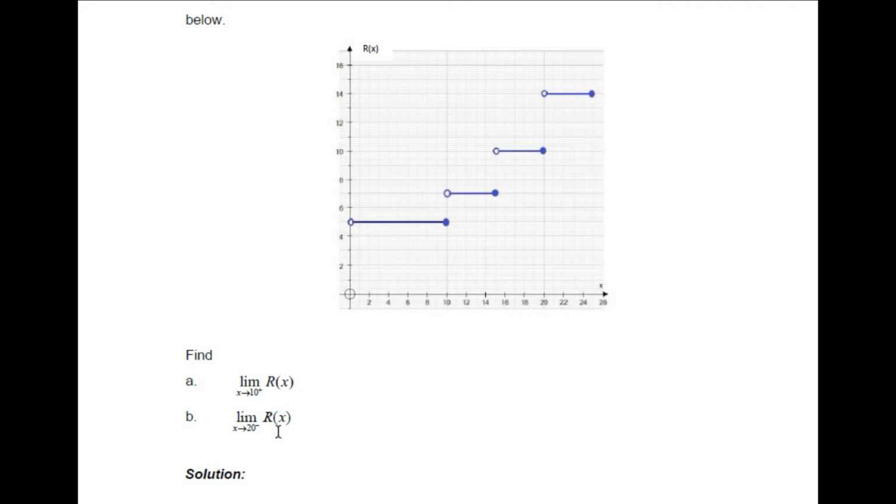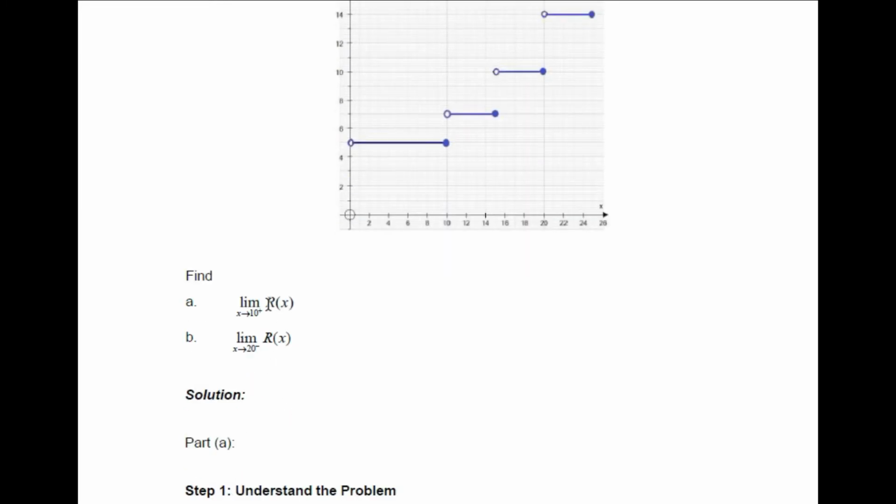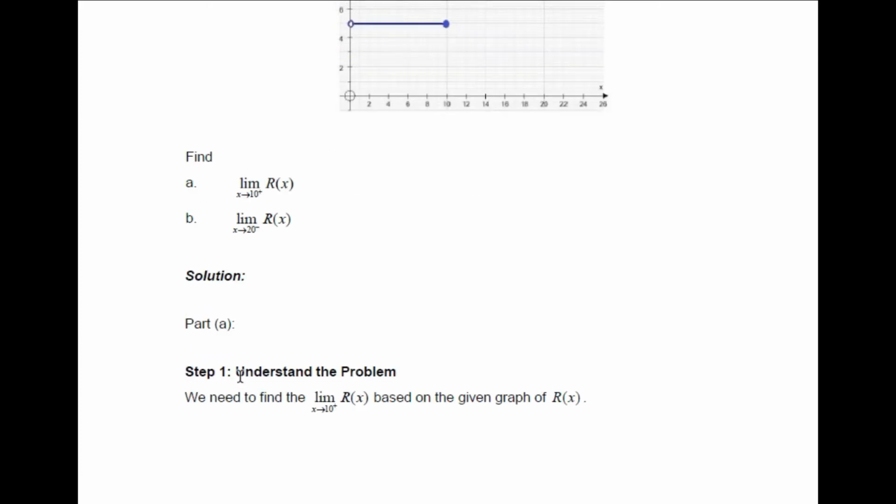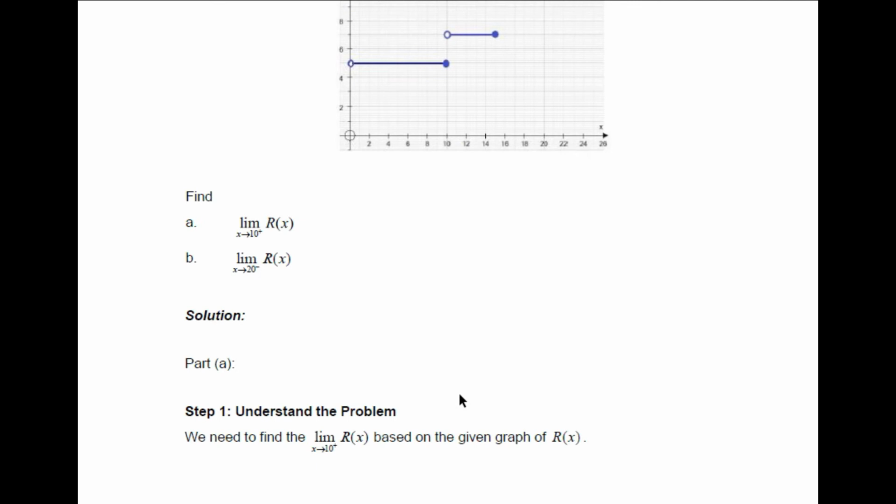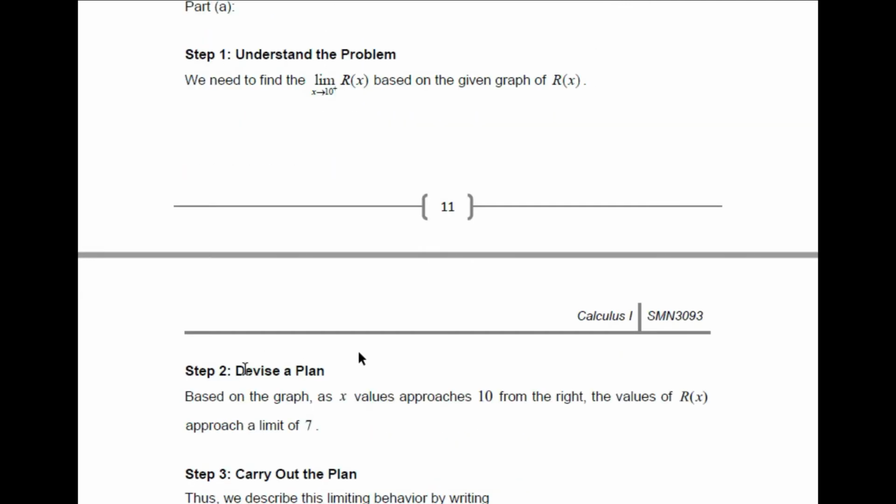So we solve part A first. For step 1, we need to understand the problem first. We need to find the limit of R(s) as x approaches 10 from the right based on the given graph of R(s). For step 2, we devise a plan. Based on the graph, as the x value approaches 10 from the right, the value of R(s) approaches a limit of 7.